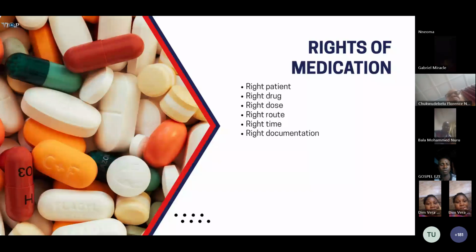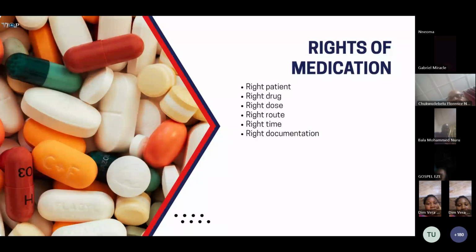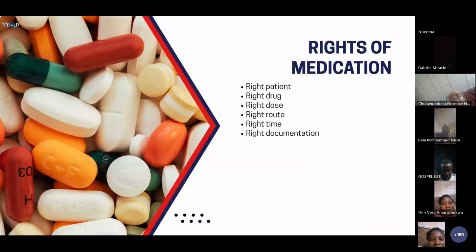Now, right drug. You do not give insulin to somebody that is having a reaction. Insulin is to lower sugar level, and then you are giving it to someone that is having a reaction. Are they the same? Please type in the chat box. Are they the same? No. Very good. So you make sure that you are giving the right drug to the person.